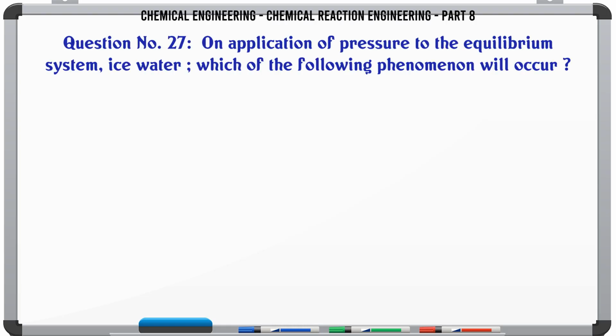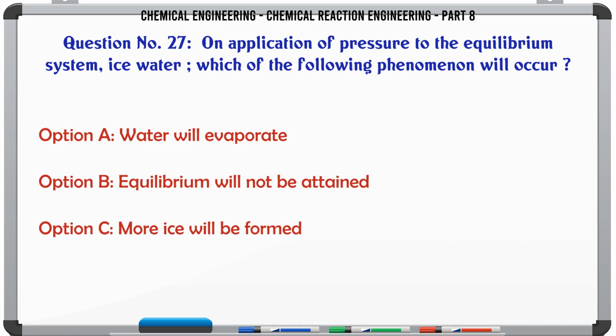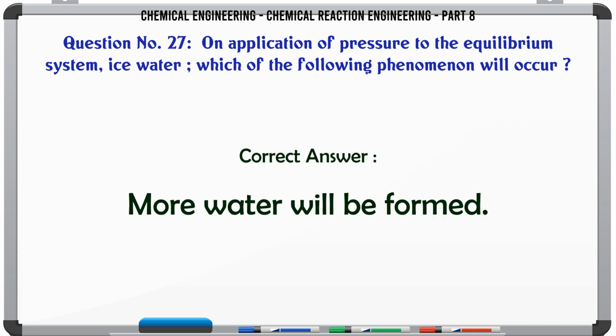On application of pressure to the equilibrium system ice ⇌ water, which of the following phenomena will occur? A. Water will evaporate. B. Equilibrium will not be attained. C. More ice will be formed. D. More water will be formed. The correct answer is more water will be formed.